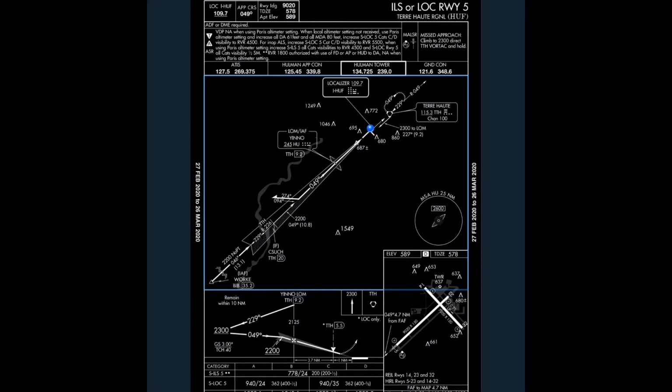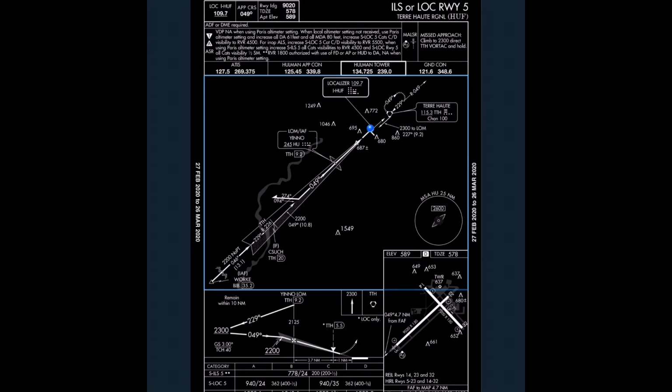So next thing we'll take a look at, obviously, is going to be looking at our approach frequency, 109.7, here at the top left, indicating that's our frequency to identify the localizer, and also going to identify the glide slope as well, so it'll pop up on our aircraft G1000 or HSI, depending on what we're using.